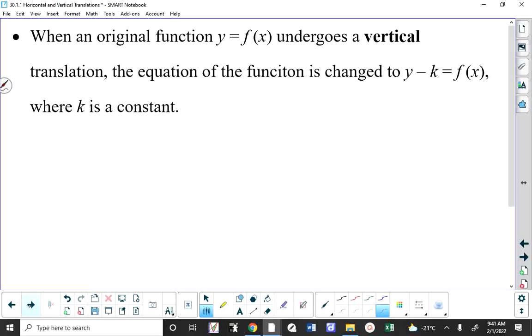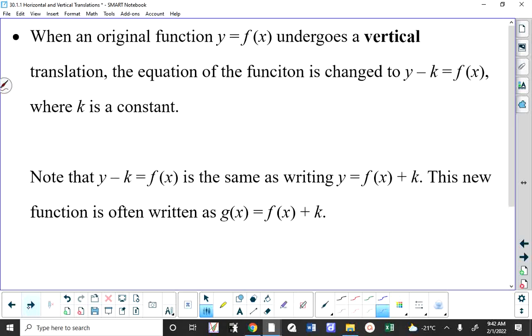It will become obvious. So when an original function y equals f of x undergoes a vertical translation, we change the function. I see that I've got a typing mistake there. We change the function spelling to y minus k equals f of x. Notice that y minus k equals f of x could be written and probably will be written as y equals f of x plus k. We'll get to what that k is in a second, but this thing where we're saying y minus k equals f of x is better if we add k to both sides of that equation because we like functions to be written as y equals.